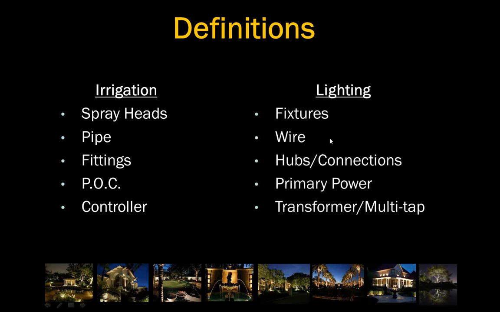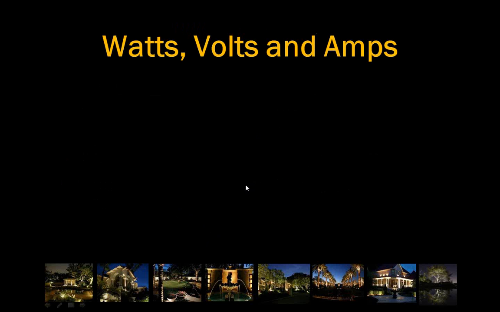On lighting, we've got pretty much the same thing, where it's our fixtures, our wire, same as the pipe, our connections, which could be equated to our fittings. Point of connection is our primary power, and primary power, I mean, is the 120 volts coming out of the house that we plug our transformer into. And then finally, we have the controller, which is our transformer that controls the system.